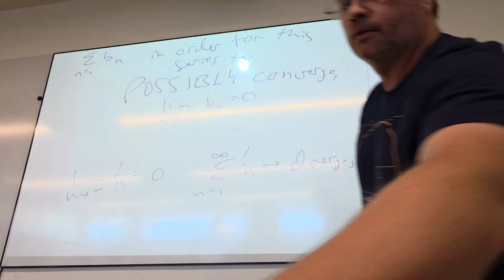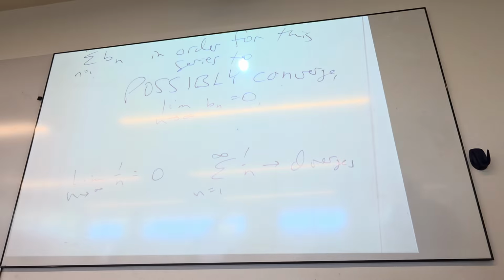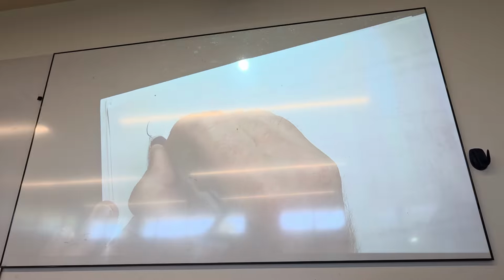In the series, it diverges 100% if the limit doesn't equal 0. So the series diverges 100% of the time if the limit doesn't equal 0.